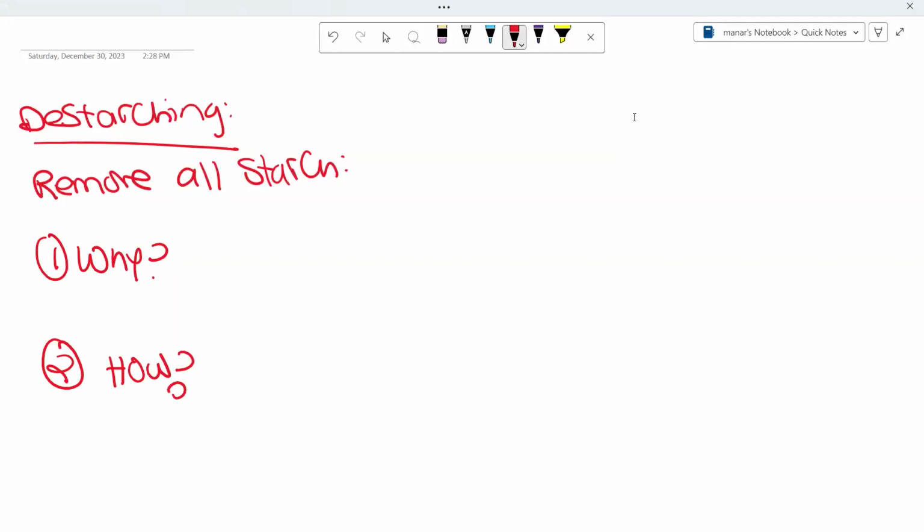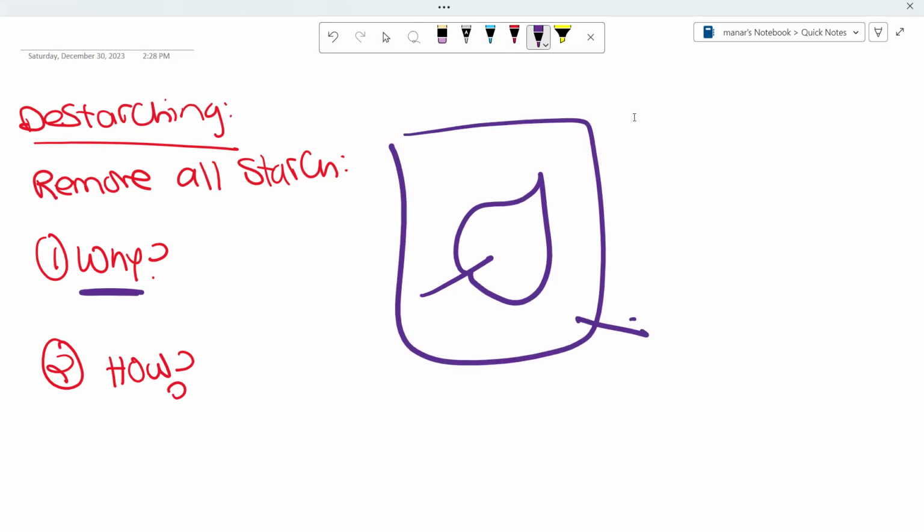Now let's talk about why do I do that. Why do I de-starch? Because I want to do an experiment. Let's say I want to put my plant in an environment where there is no carbon dioxide, and I want to see if it will photosynthesize or not. After I finish my experiment, I'm going to see if it photosynthesized or not. How do I know it photosynthesized?